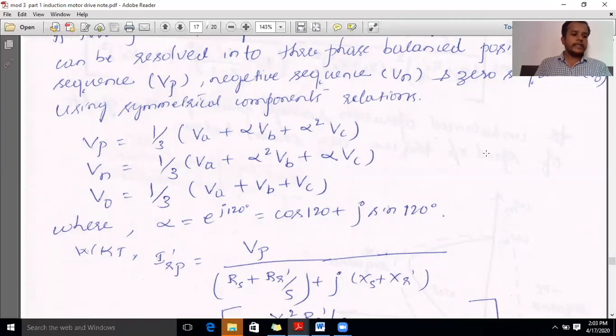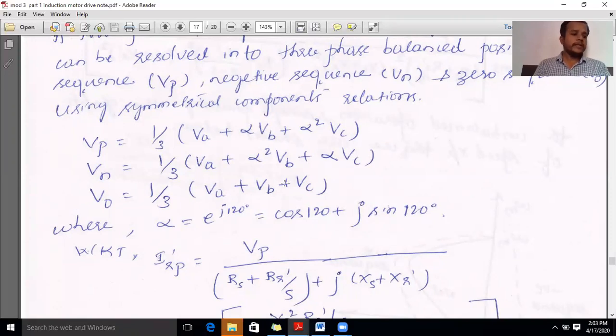In this, the zero sequence component does not produce any torque. If I apply the positive, negative, and zero sequence components on the particular induction motor, the zero sequence component does not produce any torque. So it is eliminated.